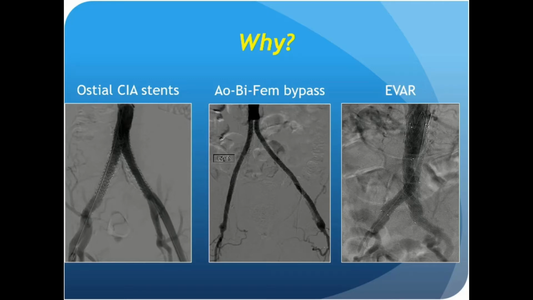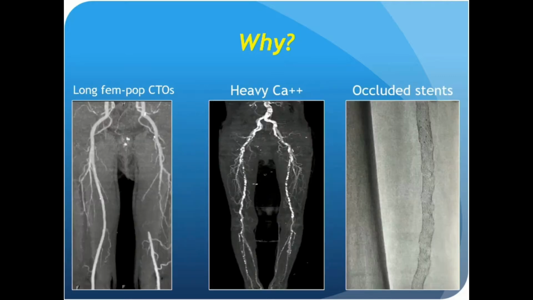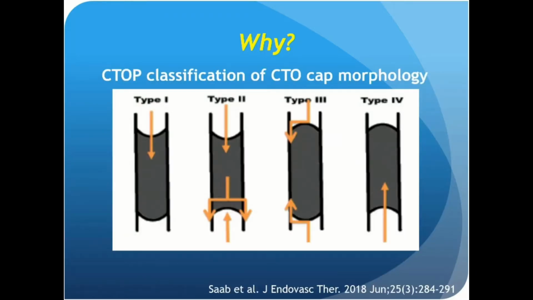Aortobifemoral bypass is another situation where it is not recommended to go up and over, as are previous endovascular aortic repair situations. And all our CLI practices have a lot of these patients: long 40 centimeter CTOs, heavily calcified, multiple in-stent occlusions that usually require a lot of force, torqueability, and pushability, which is not really optimal with the up and over approach.